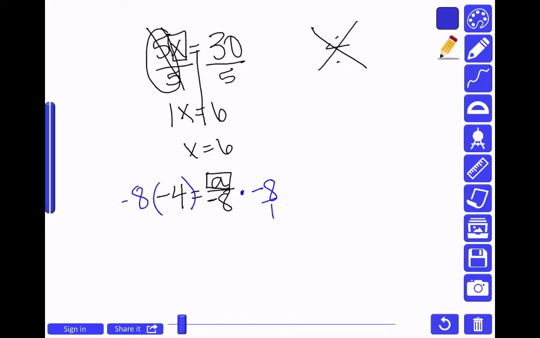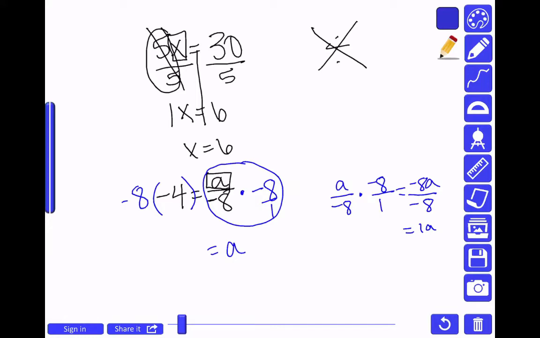Now, this is the same as negative 8 over 1. So here's what I have. On the right side, I have a over negative 8 times negative 8 over 1, which is a times negative 8 is negative 8a, and negative 8 times 1 is negative 8. Well, what's negative 8 divided by negative 8? It's 1. So this becomes 1a, which is what we want to end up with. So this ends up being a, 1a. And on the left side, that ends up being a positive 32. So a equals 32. So to undo the division, I multiplied.